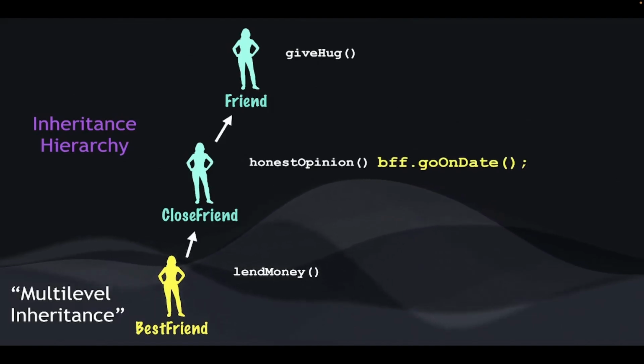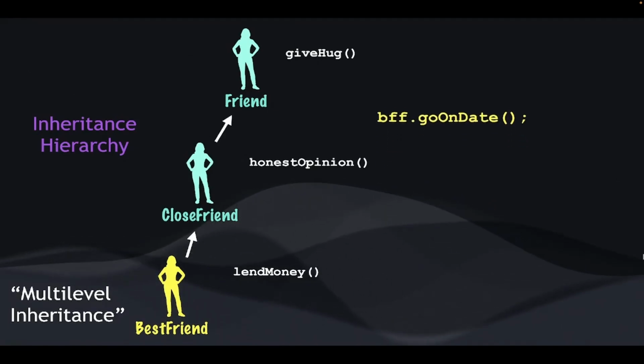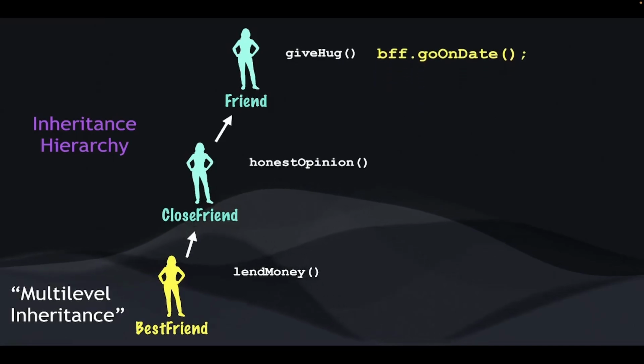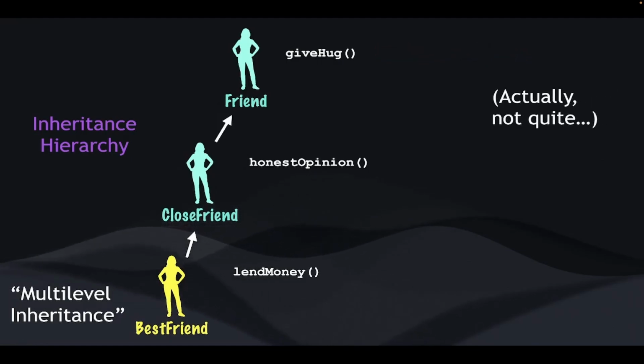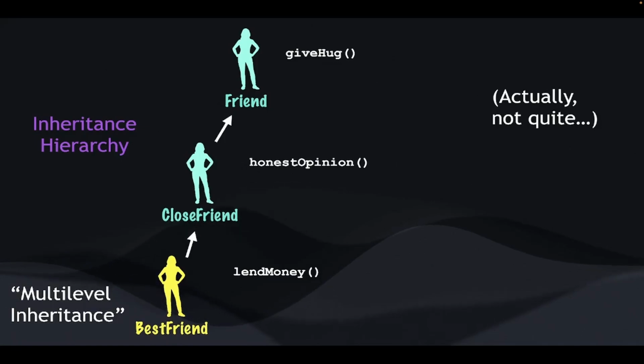Looks around. No go on a date method there, but that extends friend. So we better go to friend and look. No go on a date method here either. And so now we have a crash, right? Once it gets to the top of the inheritance hierarchy, if there's no method there, our code is not going to compile. Now, we're going to see in a little bit that there's a little bit more to this. There's kind of one more step in the process. But for now, that's our understanding of how this works.